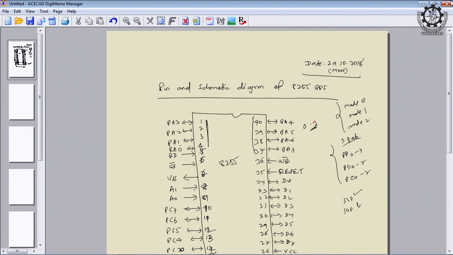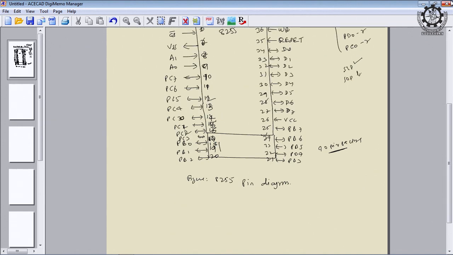Similarly, you can identify port B. Port B0 starts from here, that is pin number 18, 19, 20, and 21 to 25. These 8 pins are dedicated for port B. So 8 plus 8, 16. Out of 40 pins, 16 pins are over. Is it okay?